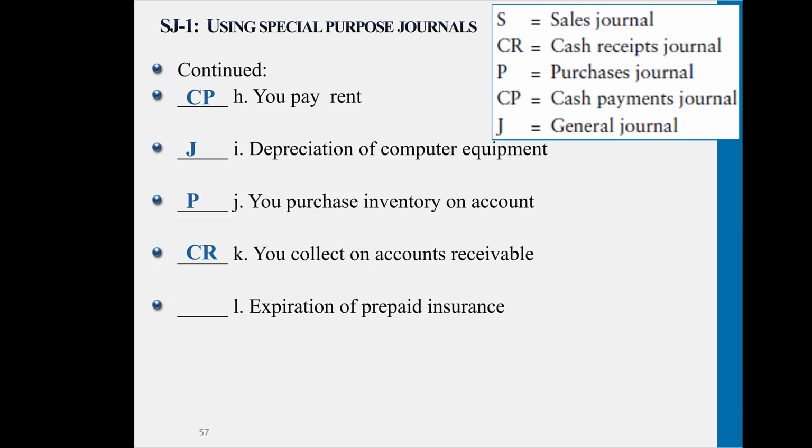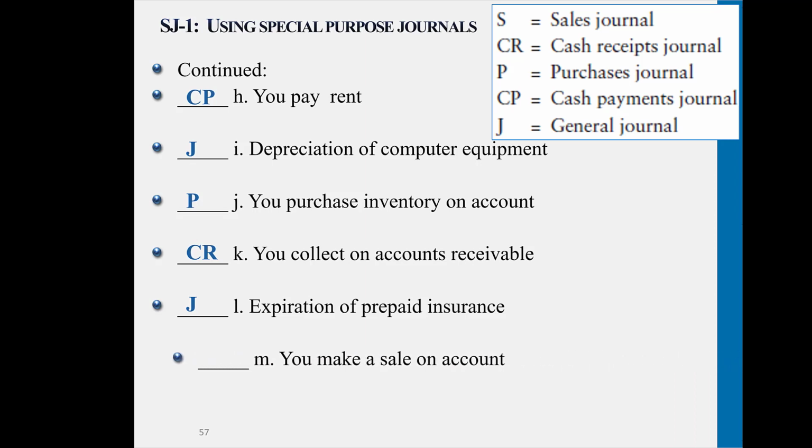Some of your prepaid insurance expires. So what do you do when your prepaid insurance expires? You've already paid for it, so cash is not involved. So you just do an adjusting entry at the end of the accounting period. So where do adjusting entries go? They go in the general journal.